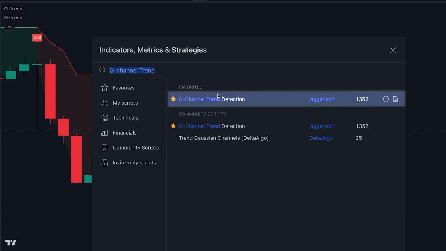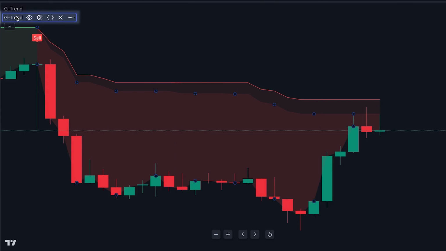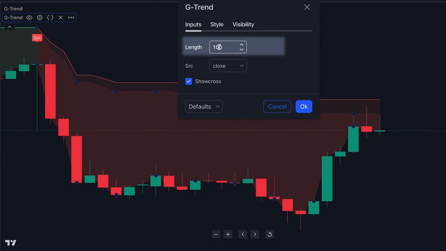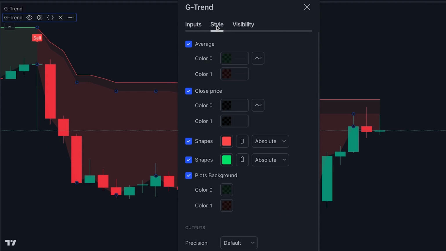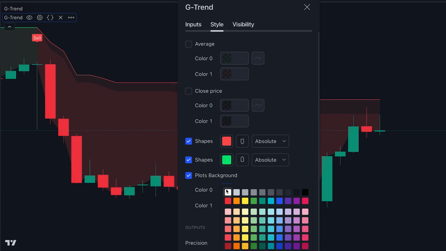Another method of effectively using this indicator is to add another one with adjusted settings to create an entry zone. If we go ahead and add another instance of the indicator to the chart, then under Inputs, we change the length to 100. Next, disable the Show Cross option. Then go to the Style tab and disable Average and Close Price and change the background plots to another color.